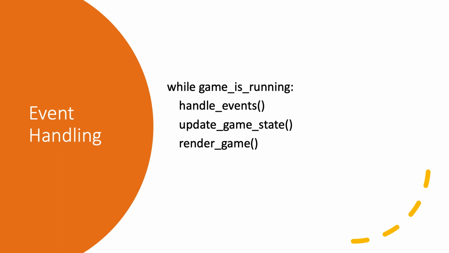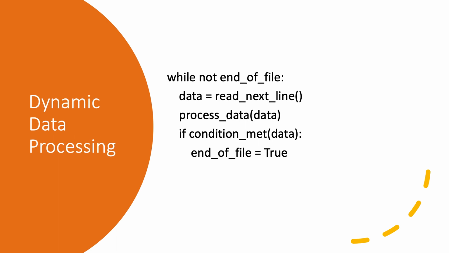This slide illustrates the concept of dynamic data processing using a while loop to read and process data until the end of the file is reached. The loop operates under the condition while not end of file, meaning it continues to run as long as the end of the file has not been encountered yet. Now within the loop, we have the read next line function, and this is called to read the next line of data from the file.